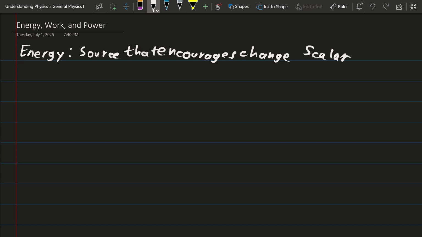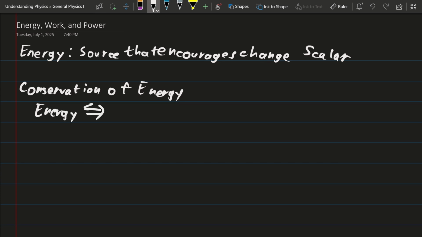So, one of the most fundamental laws in physics is the conservation of energy. This basically states that energy can only be converted from one form to another. So let's say you have kinetic energy and you want to change it into potential energy. You can only change the energy. You cannot create new energy or destroy existing energy. And so this analysis is one of the most important parts in physics for you to always remember.